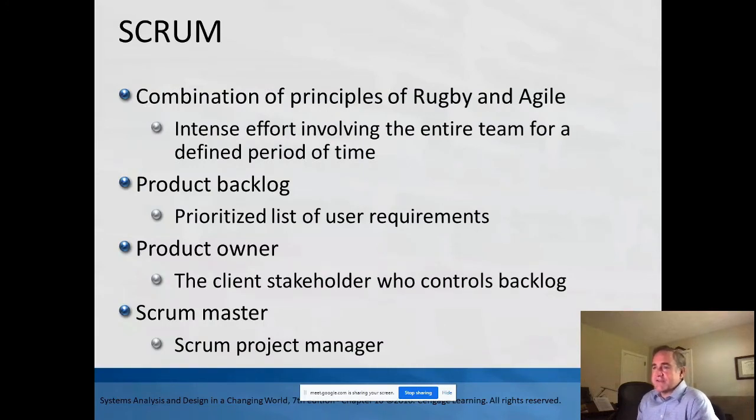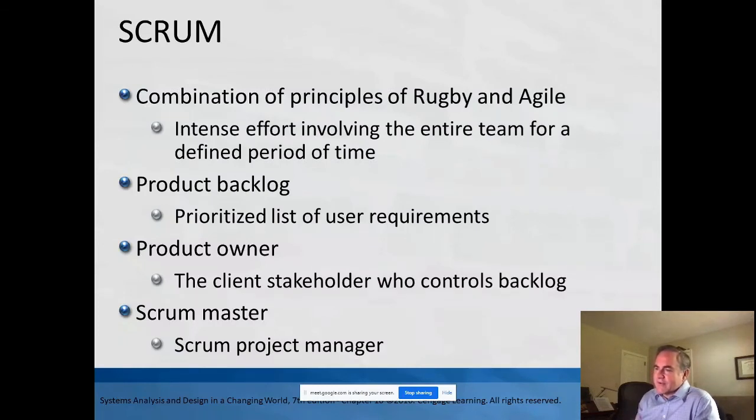Speaking of fast processes, we have Scrum. So with Scrum, other ones, we've talked about a focus on moving away from an obsession with documentation and into development, or how do I make developers work well? So that's kind of extreme programming. With Scrum, it's more about speeding up the process. It describes it as an intense effort involving the entire team for a very defined period of time.